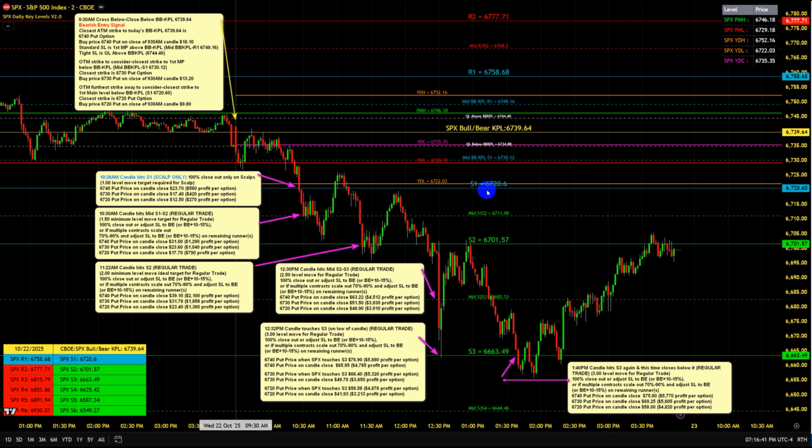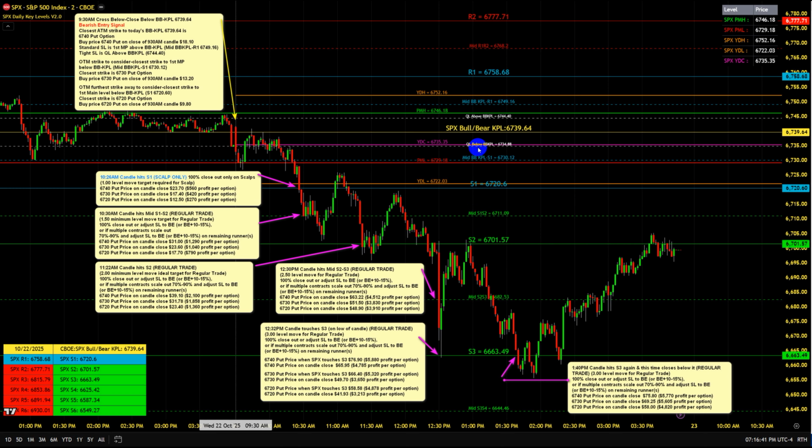So for example, if you were taking a bearish trade off of S1, then your standard stop loss is the first midpoint above that level, which would be the mid BBKPL S1. And instead, if you were taking a bullish trade off of S1, then your standard stop loss is the first midpoint below, mid S1 S2. And so on and so forth with the other different levels as well, as far as bullish and bearish trades, as far as standard stop losses.